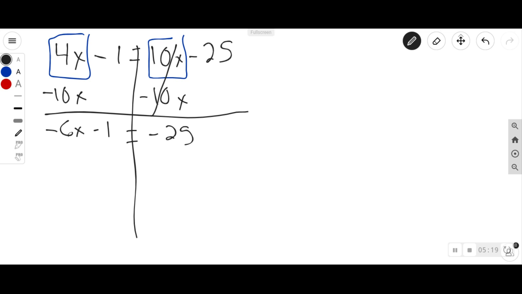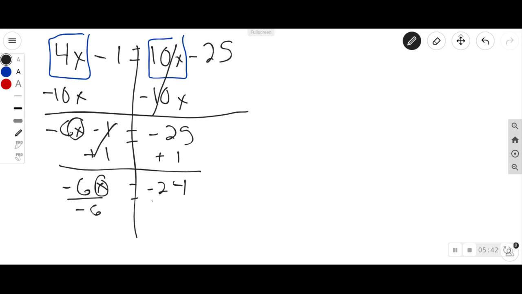Remember, when you don't have anything in front of a minus sign, it becomes a negative sign. Same type meaning. So now that means that our x is by itself. So I can add the 1 because it's a minus 1. So negative 6x equals negative 24. And then I can divide by negative 6. Remember, when you divide, keep the sign. So x equals negative 24 divided by negative 6 is going to give us a positive 4.